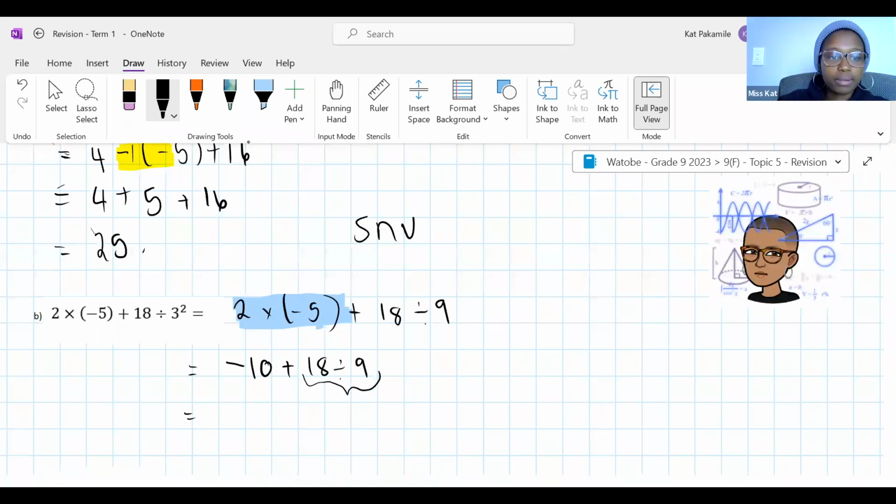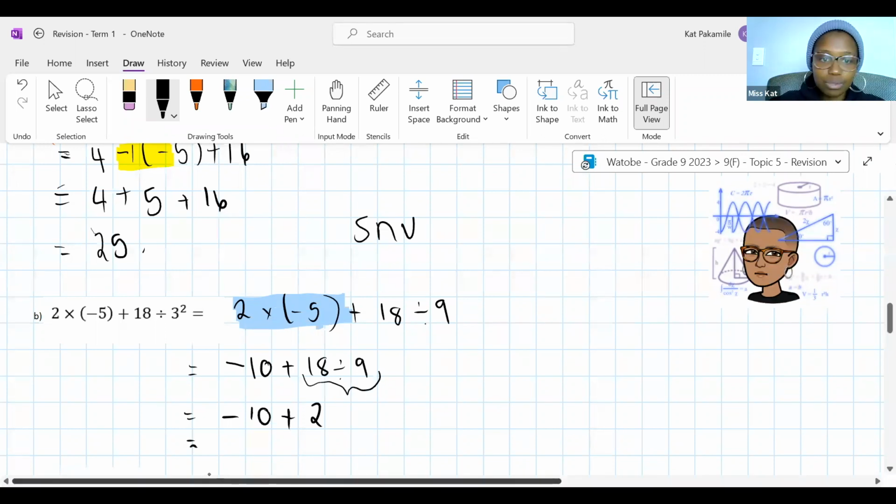So negative 10, you do not do anything about it. You just leave it there. Then 18 divided by 9, both are positive. So you're going to get a positive answer, 2. Now we have dipped into integers. Tell me, guys, what is negative 10 plus 2?